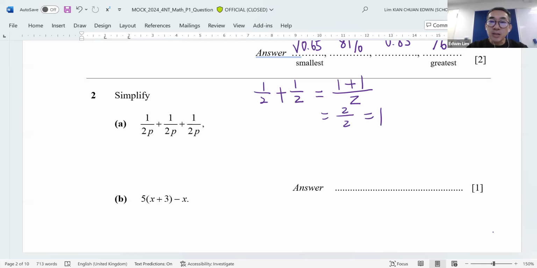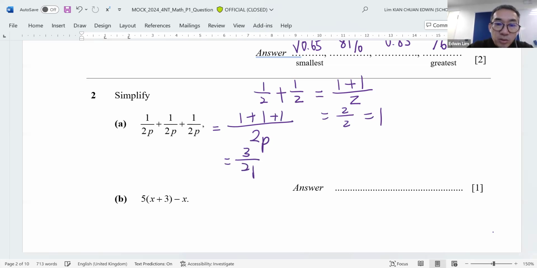All right, understand this concept, I can go to 2a. The denominators are the same, 2p. So I can write below is 2p. So the top is 1 plus 1 plus 1, which is 3/2p. That's the answer.